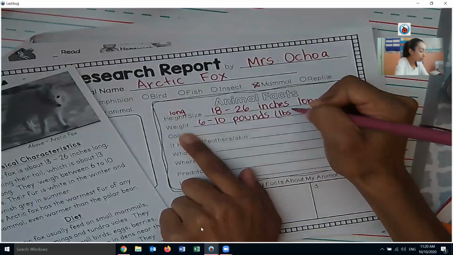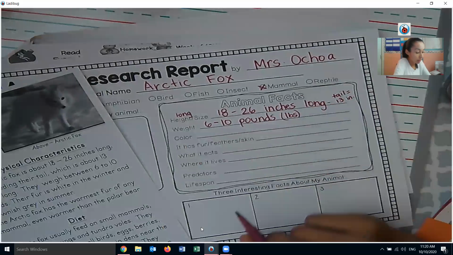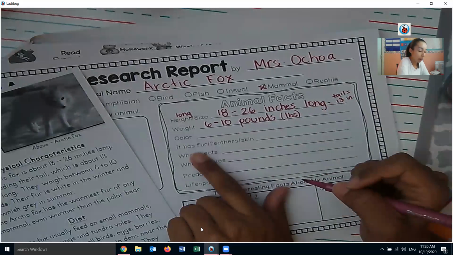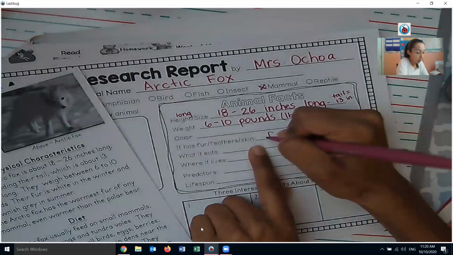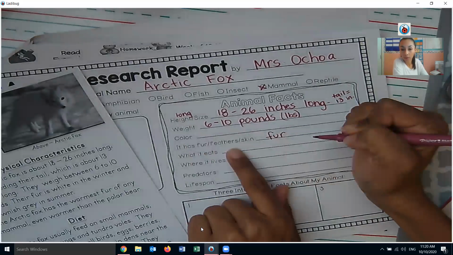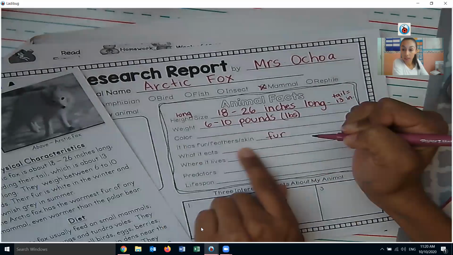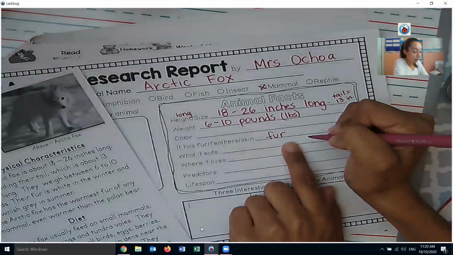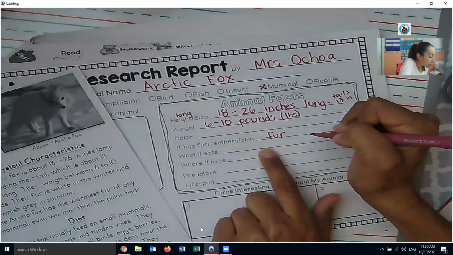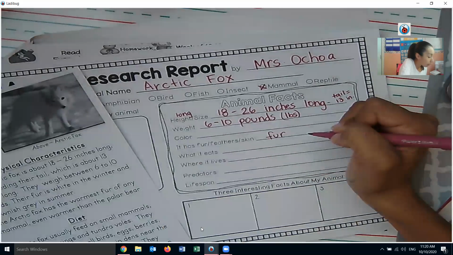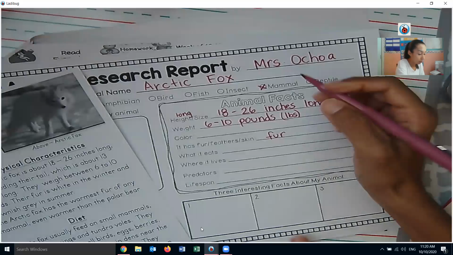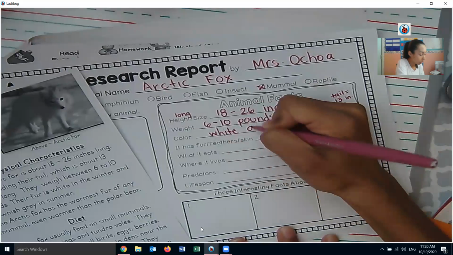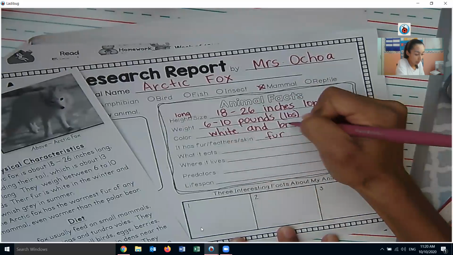Either way, their fur. It says here it has fur, feathers, or skin. My animal has fur. But maybe if you have some kind of bird, you'll have feathers. Or if you have a snake, it'll only have skin or scales. So I'm going to write mine fur. Their fur is white in the winter and brownish gray in summer. So I'm going to write color. Mine is white and brownish gray, so it has two colors.